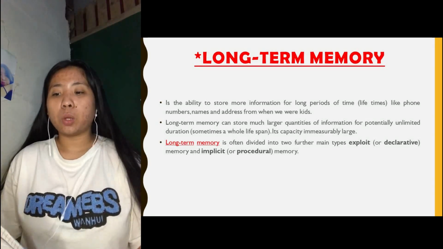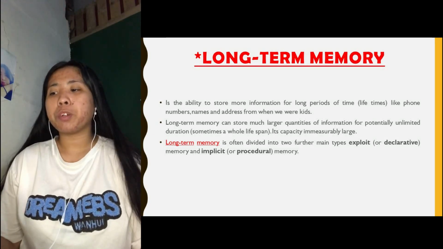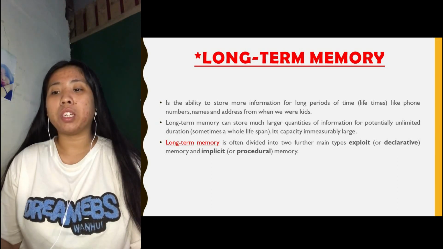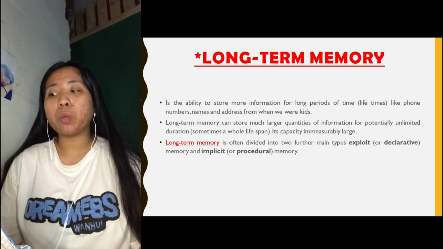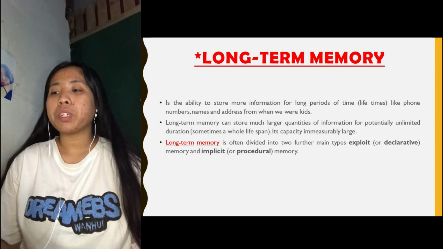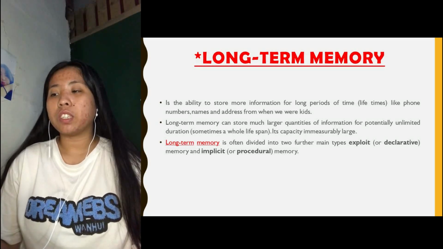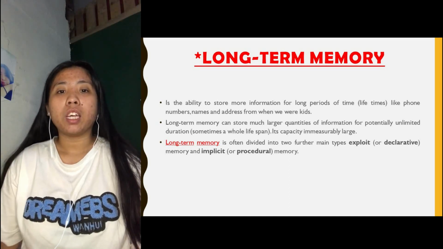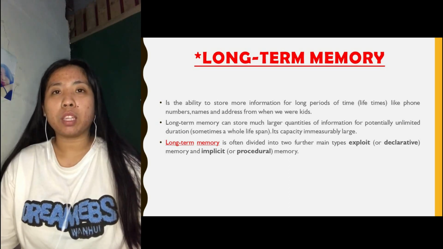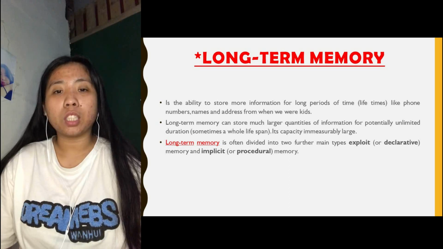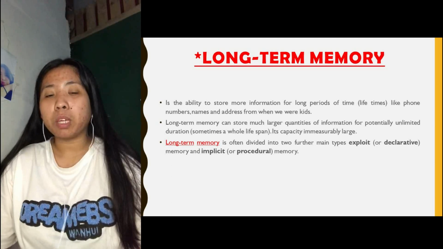Then next is the long-term memory. So the long-term memory is the ability to store more information for long periods of time or a lifetime, like phone numbers, names, and addresses from when we were kids. So long-term memory can store much larger quantities of information for potentially unlimited duration, sometimes a whole lifespan. As long as we live, we can remember. So the capacity is immeasurably large.